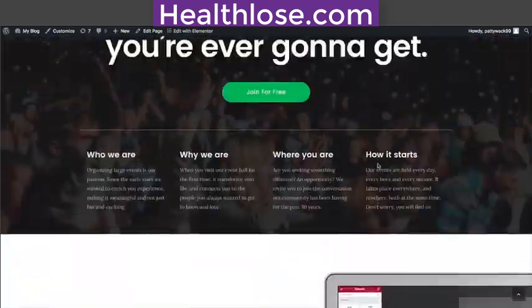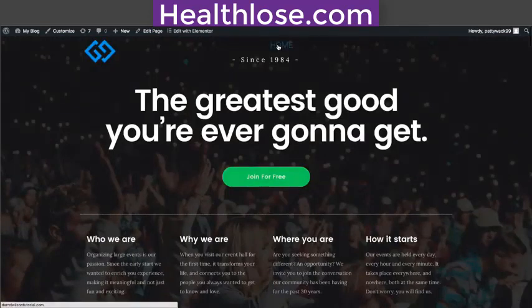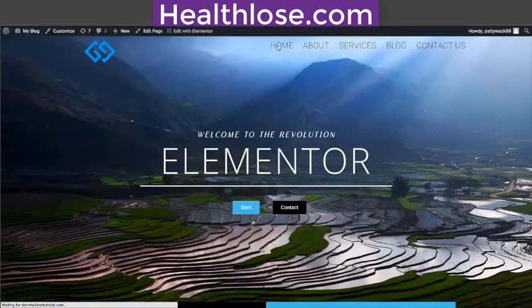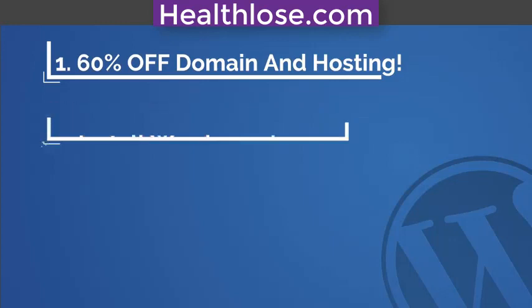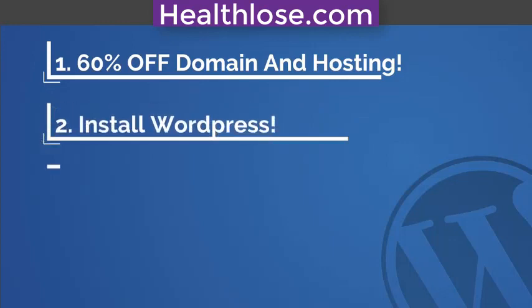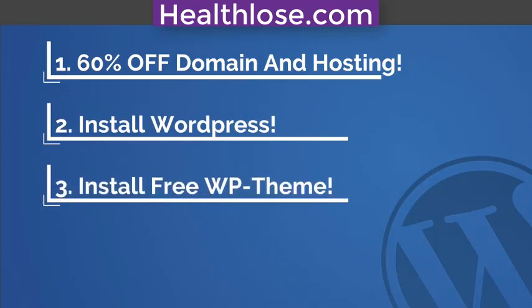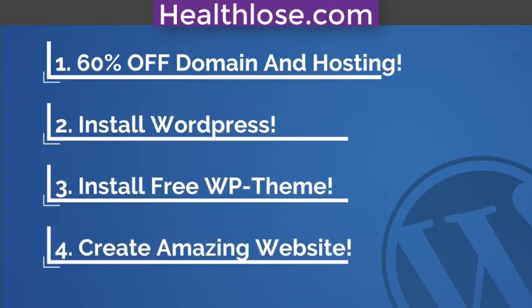So if you guys want to make a beautiful website that's very mobile responsive, super SEO friendly, keep watching, because in this tutorial I'm going to show you how to do it step by step. The first thing we're going to do is get our domain and hosting, and my link will actually provide you all with a 60% discount off your hosting. After that, we are going to install WordPress. After that, we are going to install a WordPress theme, and lastly, we are going to create the most amazing website ever.